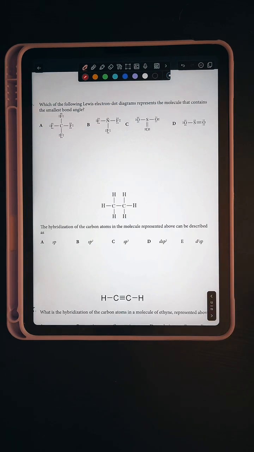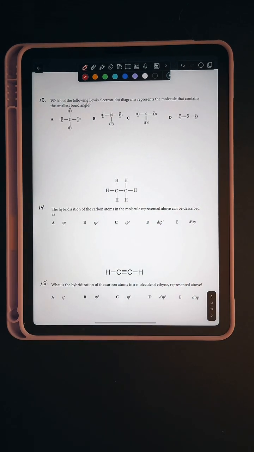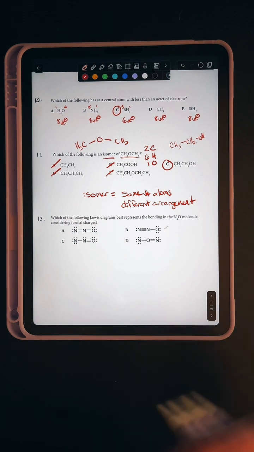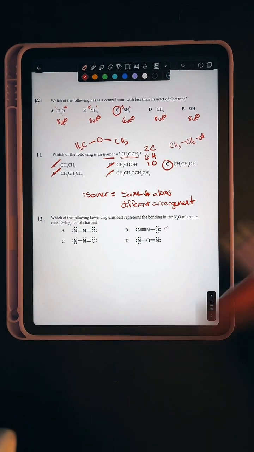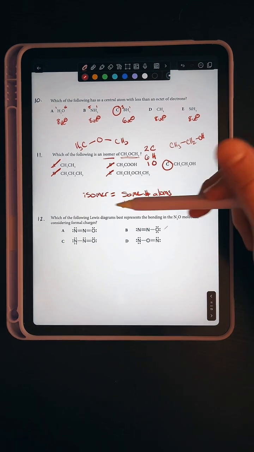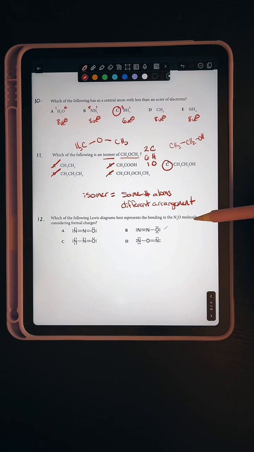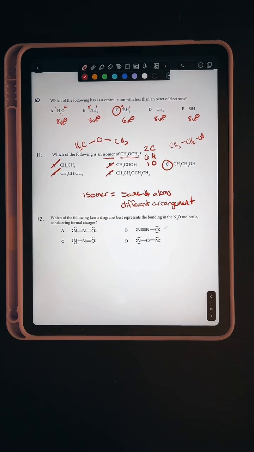So we're going to do this whole page. Question 12. I'll go back to question 12. Absolutely. We'll do question 12 and then that whole page. So question 12. Which of the following Lewis diagrams best represents the bonding in N2O molecule considering formal charges?